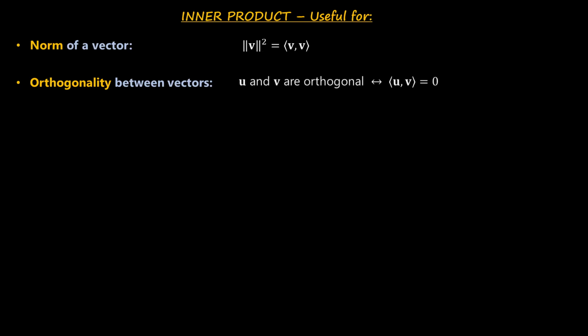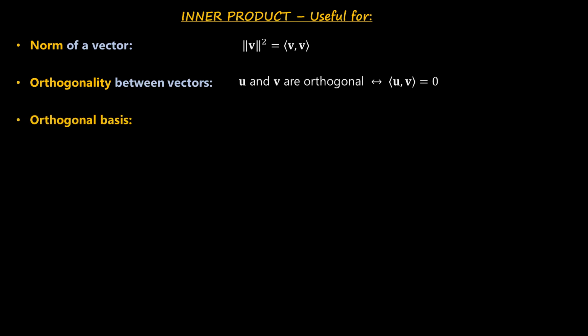The first item is the norm of a vector. Norm is simply the word that we use to generalize the concept of length to more abstract n-dimensional vectors. Similar to what happened with the dot product, the norm of a vector squared is simply the inner product of a vector with itself. Next, let's look at the concept of orthogonality between vectors. Two vectors u and v are orthogonal if and only if the inner product between them is 0. This is exactly identical to what happened in three-dimensional space when the dot product of two vectors is 0.